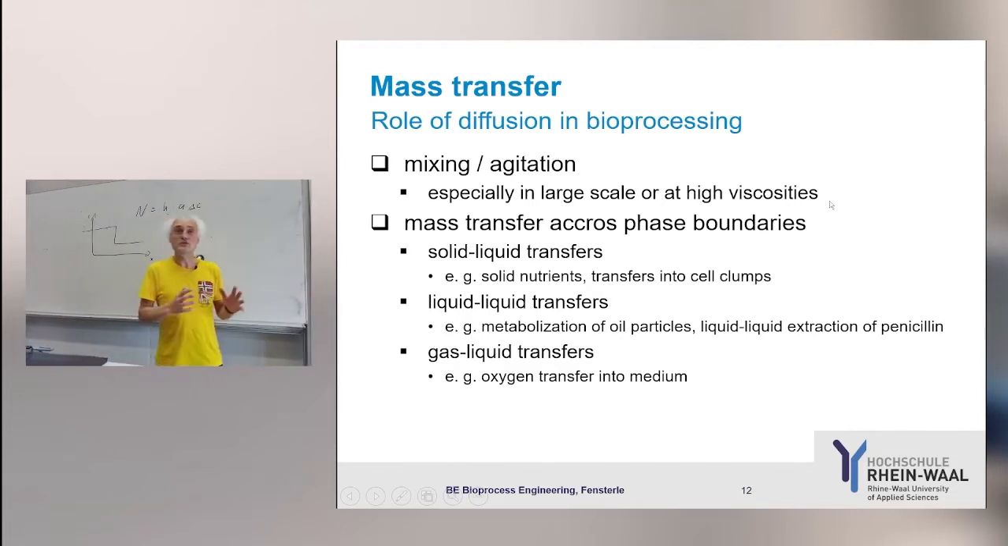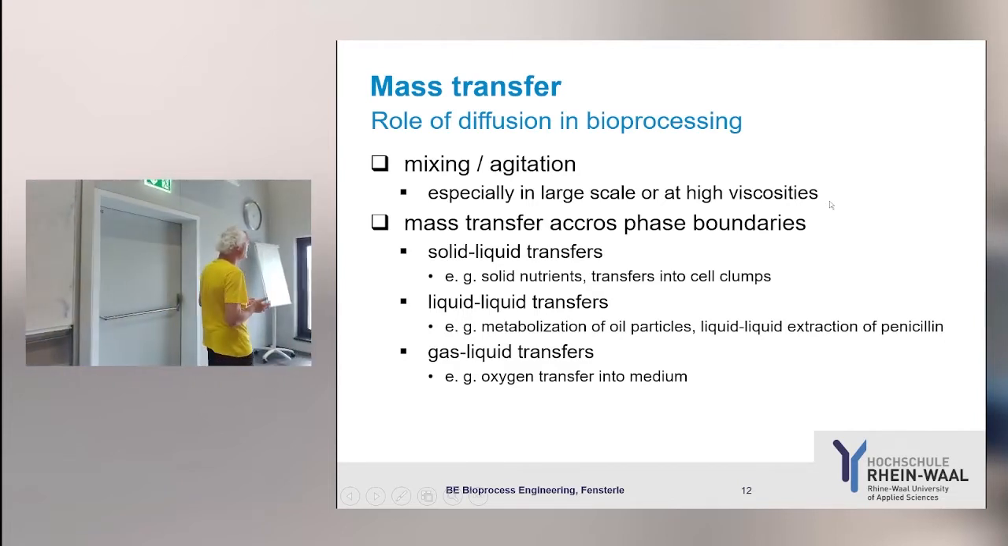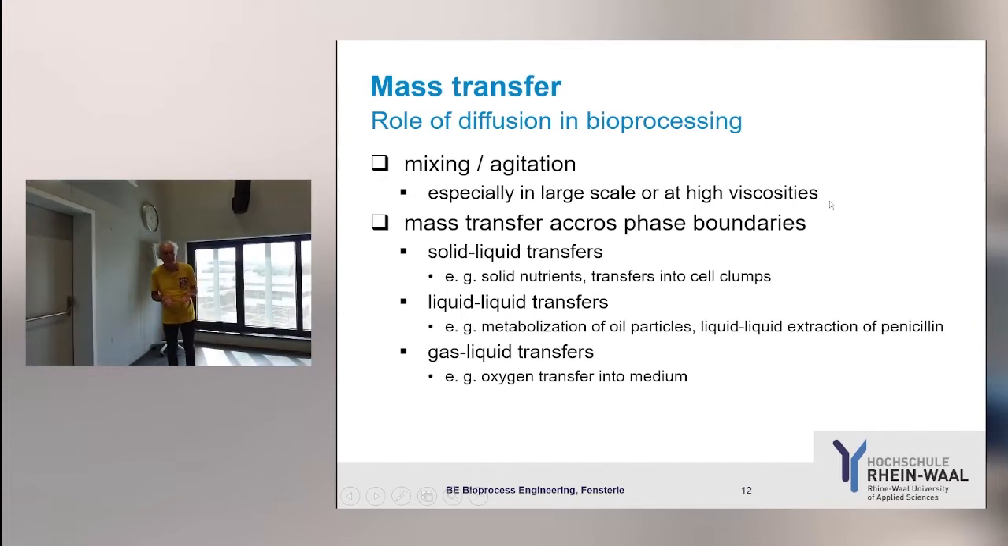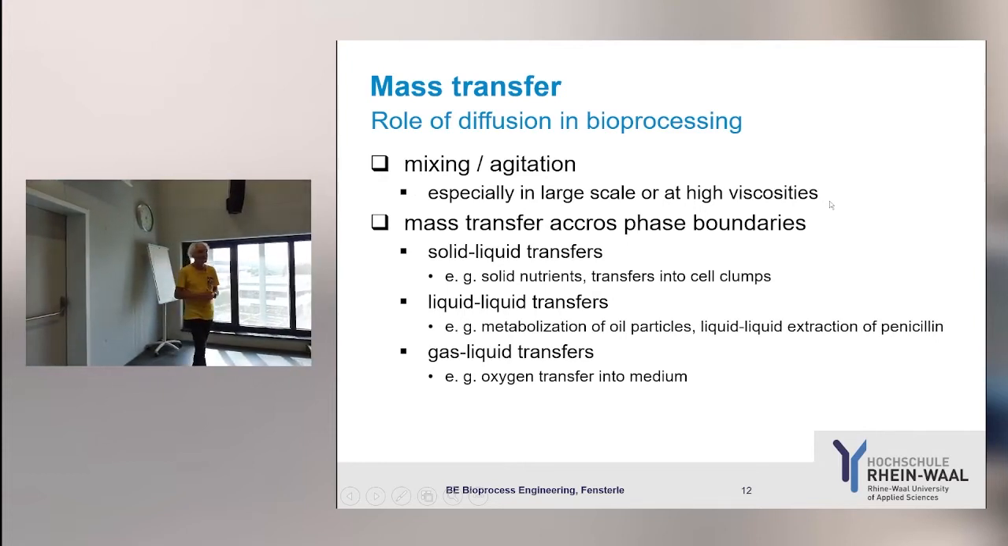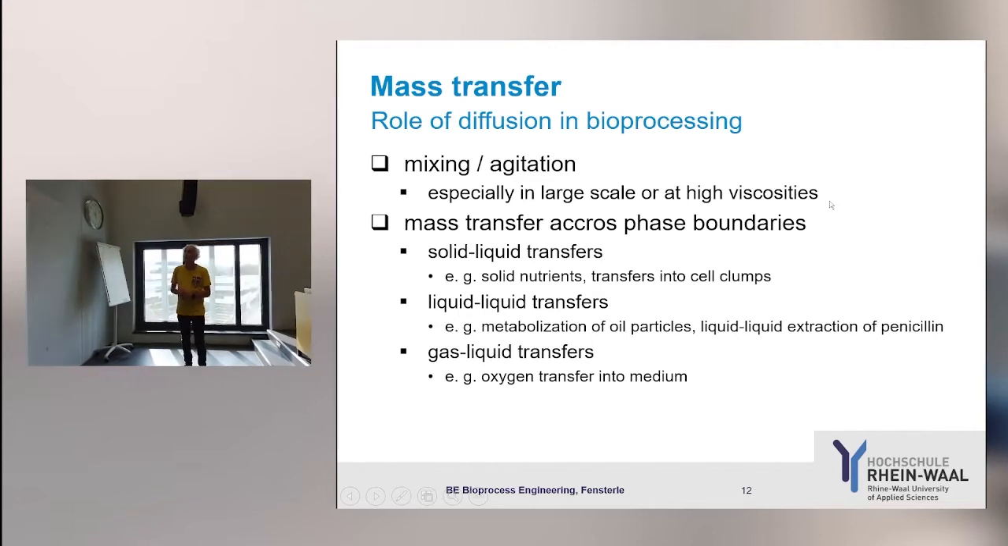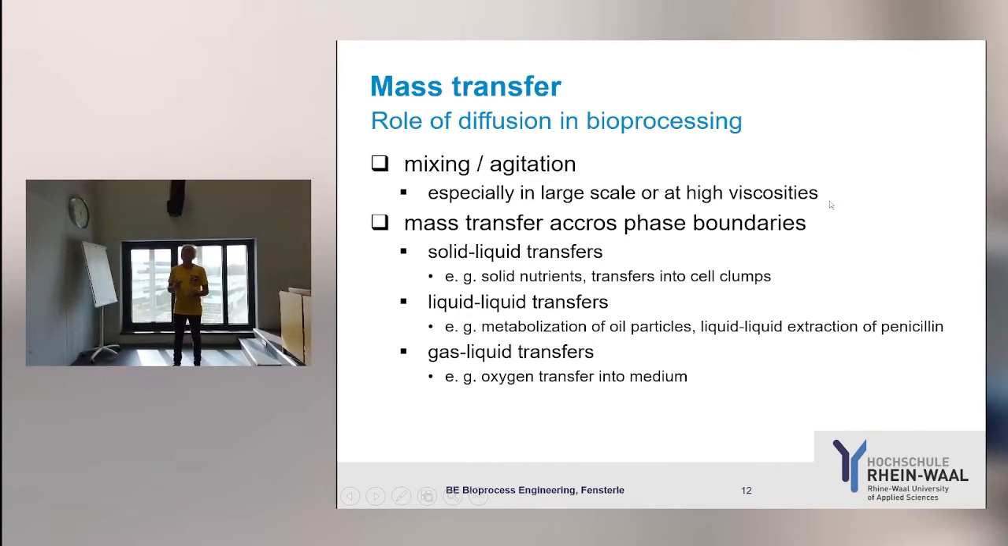Okay, now across phase boundaries, you first have to think of what phase boundaries we have in bioprocesses. As listed here, we can in principle have three: solid-liquid, liquid-liquid, gas-liquid. Gas-solid in a bioreactor is rare. There you have a problem. If you have a gas-solid transfer, then your liquid has evaporated and something went really wrong. So you don't think of diffusion anymore. You think of rescuing your equipment.